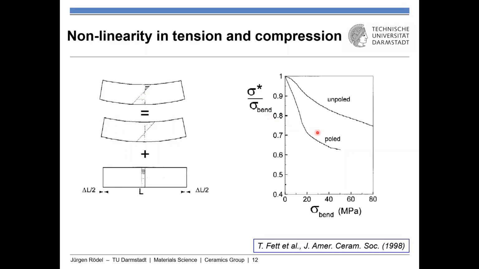Specifically, let's say I have poled, I have 40 megapascal bending stress, but it's really 0.65. 0.65 times 40 is 27 megapascal. So you think your material has a strength of 40, but it has 27.